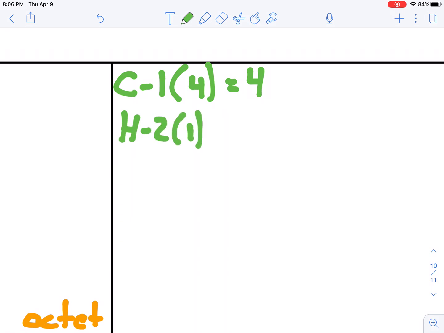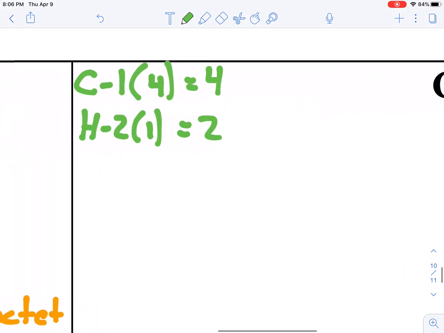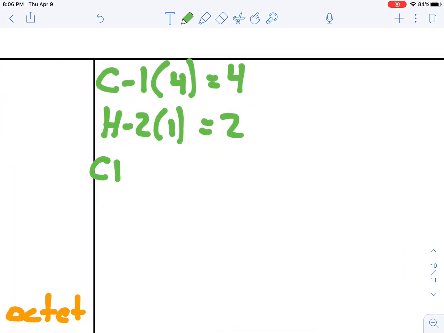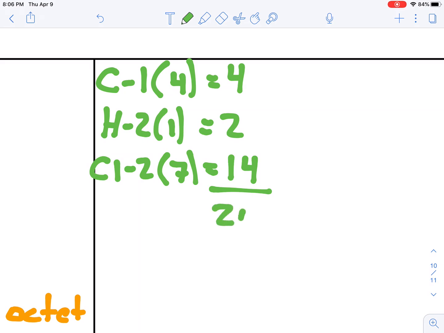So we have a carbon. There's 1 carbon. How many valence electrons does it have? Well, it has 4. So we need 4 for carbon. There are 2 hydrogens. Each hydrogen has 1 valence electron, so 2 times 1 is 2. And there are also 2 chlorines. And we said chlorine has 7 valence electrons. It's in column 7. 2 times 7 is 14. If we add all of that together, we need to represent a grand total of 20 valence electrons.